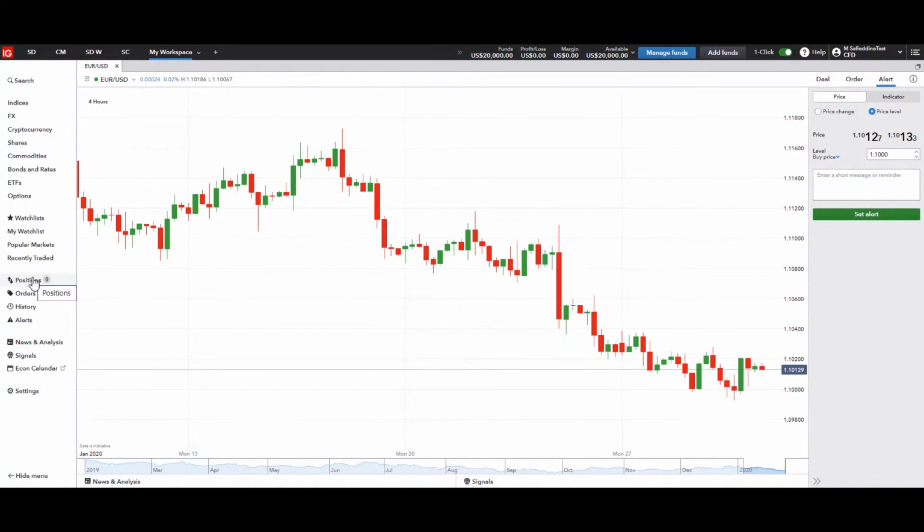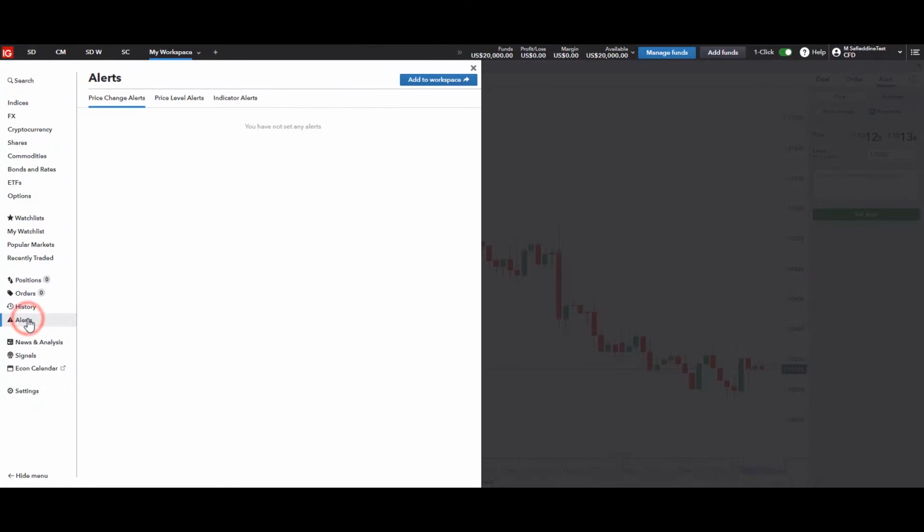Now, this section right over here, the positions, orders, history, if you click on any of these items, it'll show you what you have. And in alerts, you'll see that there are three subsections: price change alerts, price level alerts, and indicator alerts. And you can change it, by the way. You can increase, decrease. If you feel like you want to change the alert, you don't have to set it up from the beginning. And you can also close it and delete it from there as well.